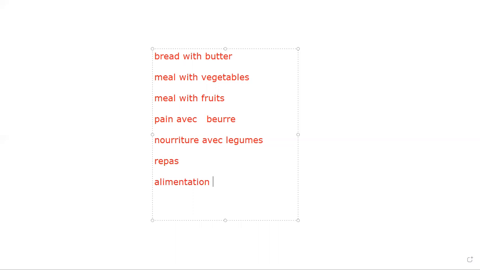Alimentation. Nourriture is my meal. Meal with vegetables. Repa avec fruits. Because the UI sound is V in French. So, repa avec fruits. C'est clair. Alimentation. Basically, we have meal, your nourriture. Is it clear to you, team?